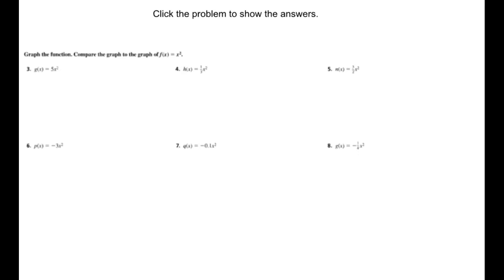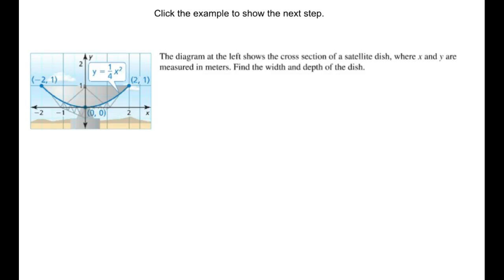So these are the monitoring progress problems in your book. And I want you really to look through these and see what you notice about these graphs. So the big thing is, what do you think the graph's going to look like before you even graph it? Try a couple.